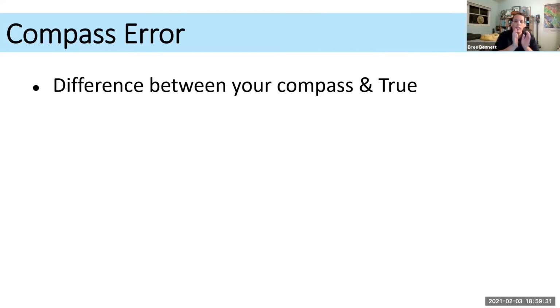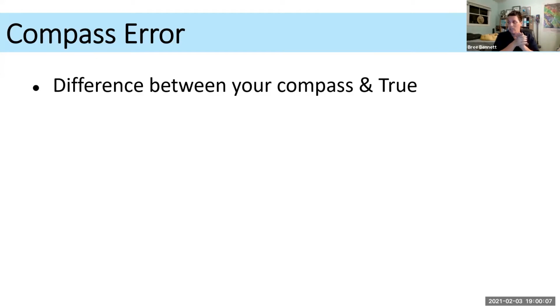So whatever it is that you're using on board is going to be most likely some sort of different than what actual true north is. So we want to calculate that compass error. And for this class, we're going to be talking about magnetic. And your magnetic compass, basically either your magnetic compass or you're in true.